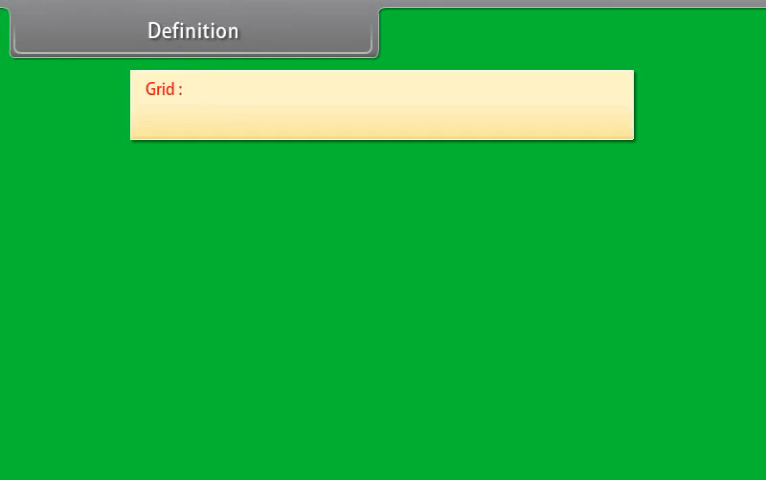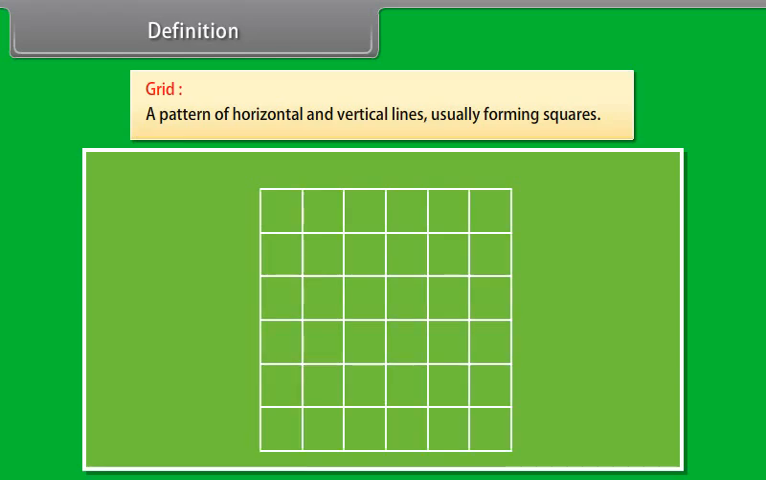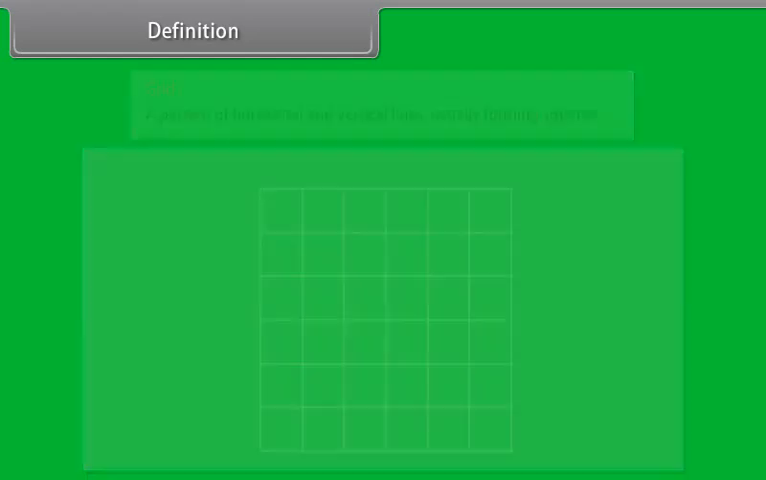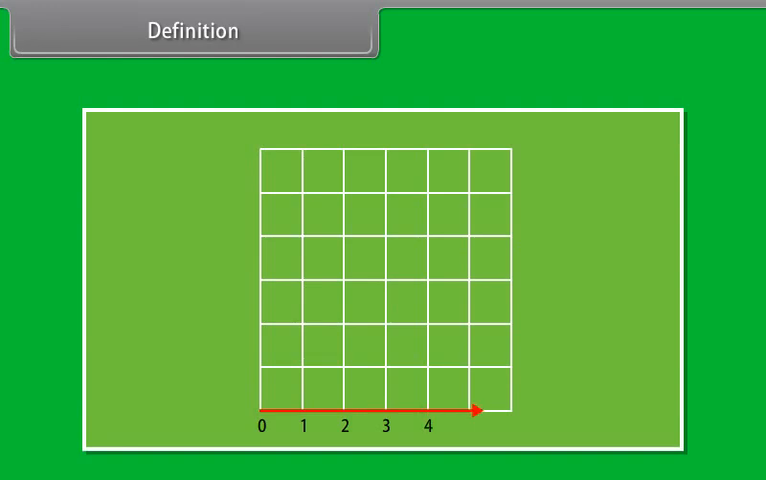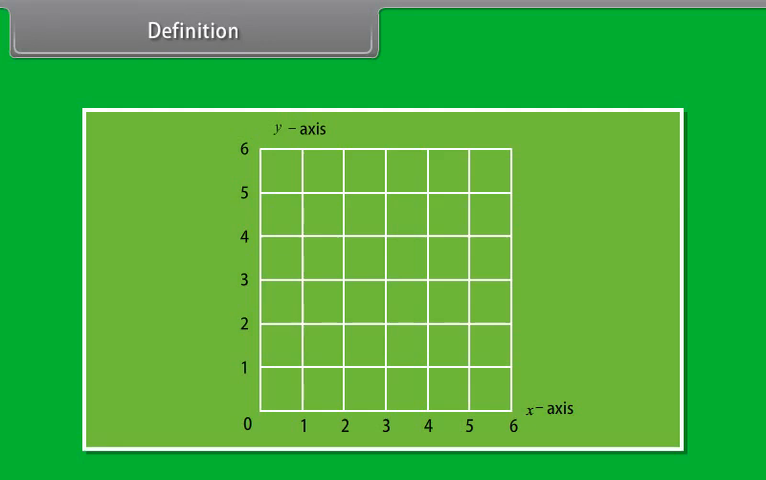Definition. Grid. A pattern of horizontal and vertical lines, usually forming squares. X-axis. A horizontal number line on a grid. X is the shortest and likes to lie down horizontally. Y-axis. A vertical number line on a coordinate grid. Y is the tallest and stands upright or vertically. Coordinates. An ordered pair of numbers that give the location of a point on a grid. For example, (3, 4).